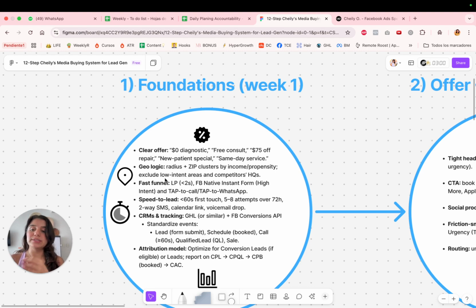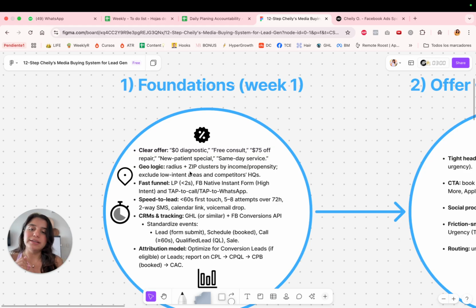The second thing we're gonna do is the geo-logic. Basically, we're gonna identify where your ideal audience is located. Is it within a radius from your local business, or maybe some income segments that we're gonna target by zip codes, either by income levels, propensity to buy, and exclude some low interest areas or competitors' headquarters. So that's gonna be very important for us to understand what are gonna be the geographical key points for us to run your ads.